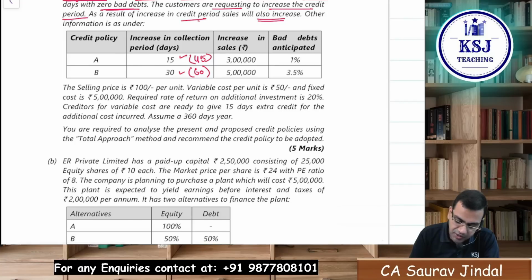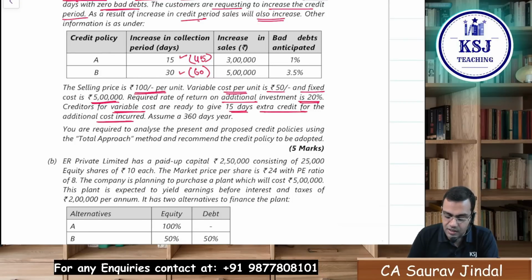The selling price is rupees 100 per unit, variable cost per unit is rupees 50 and the fixed cost is rupees 5 lakh. Required rate of return on the additional investment is 20%. This is the rate of return for opportunity cost. The creditors for variable cost are ready to give 15 days extra credit for additional cost incurred. Assume 360 days year. Variable cost creditors are ready to give 15 days extra credit. Extra credit. That is very good.